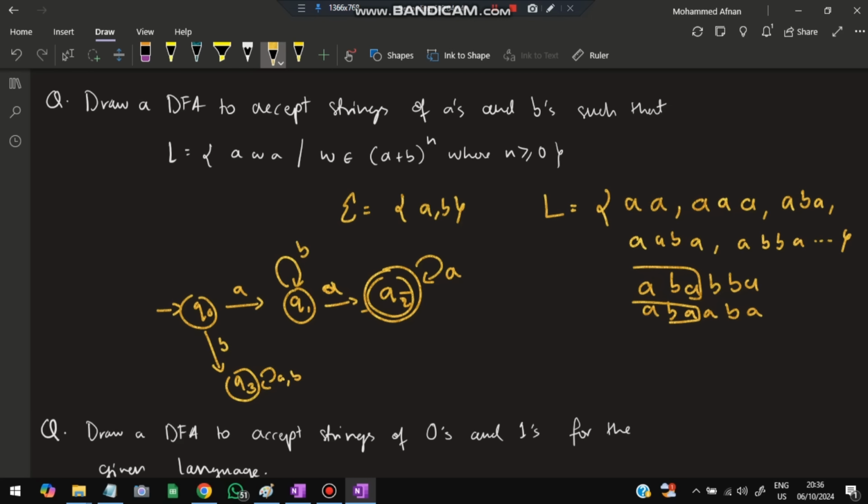B should be gone back to here, because the ending cannot be with B. So B will be gone here. N number of B's can happen. If it wants another A, B, it can come A, again B, but the ending should be A here.